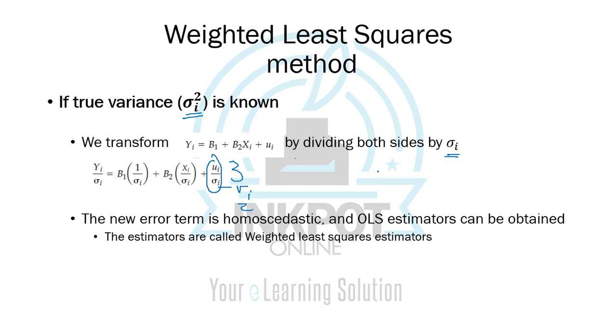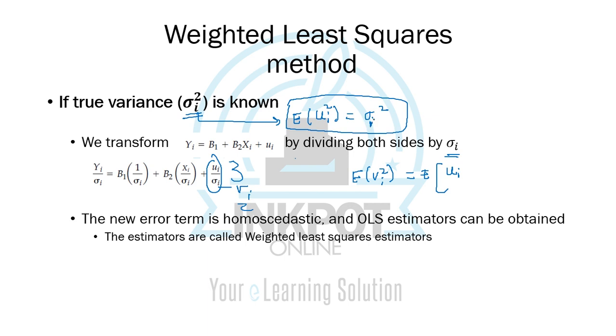How? Let's find the variance of this error term, so the expectation of vi square. Before I proceed with this result, let me also write one very important preliminary step: this sigma i square can be written as the expectation of ui square. This is the result that we have also seen in the initial chapters.